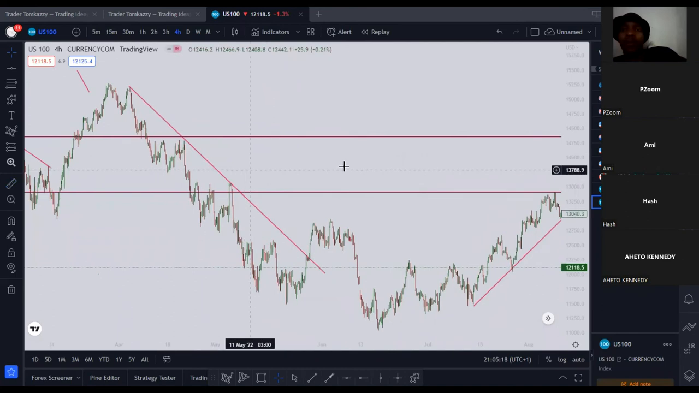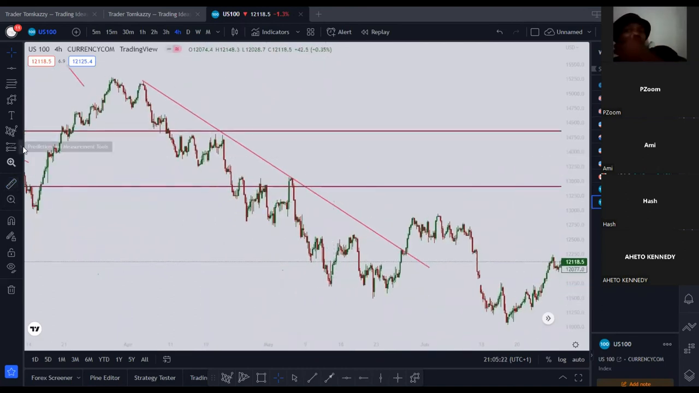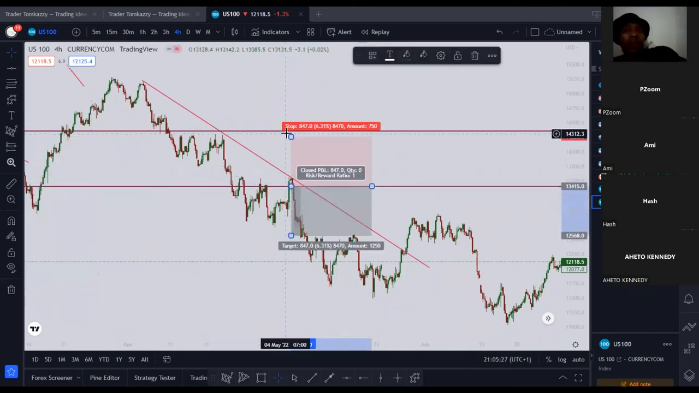All right, so let me use this to check the risk to reward ratio. I sell here, stop loss is here.